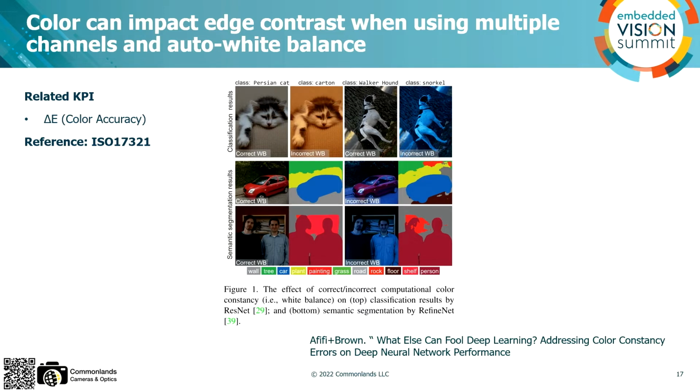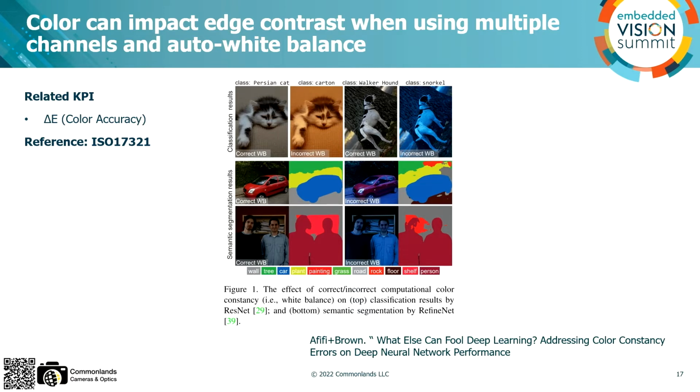Whereas if you shift up the temperature to be too hot, so there's a couple of ways to describe that, but a red shift in the image in white balance is typically too hot, the cat is now identified as a carton. Similarly, if you cold shift the white balance, this dog turns into a snorkel. That can't be correct.